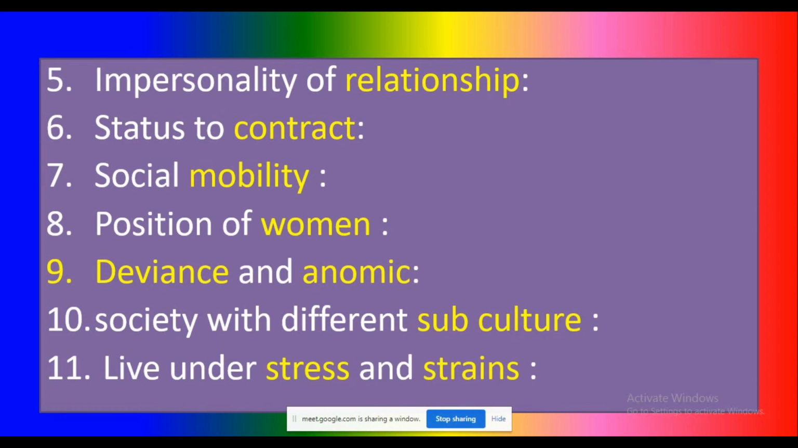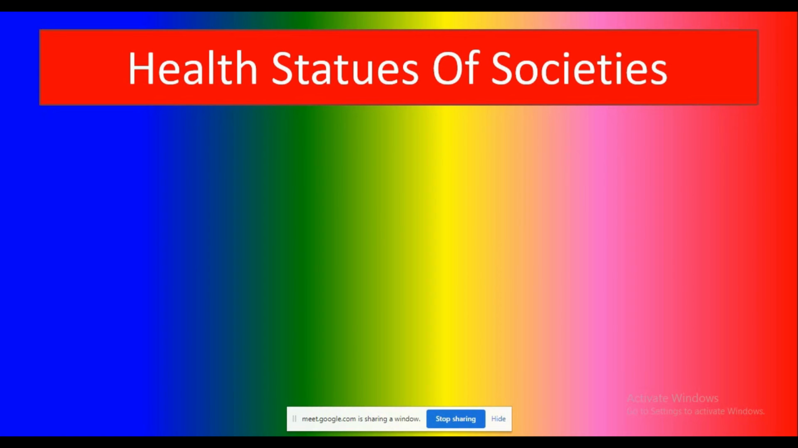11th one, live under stress and strains. Due to overpopulation, population explosion in cities, due to imbalanced growth of industries, lack of traveling facilities, at prime time people find it difficult to travel, people collide with each other, which leads to stress, pollution, strain, etc. Then health status of societies.